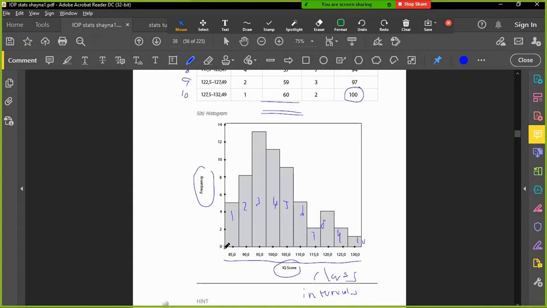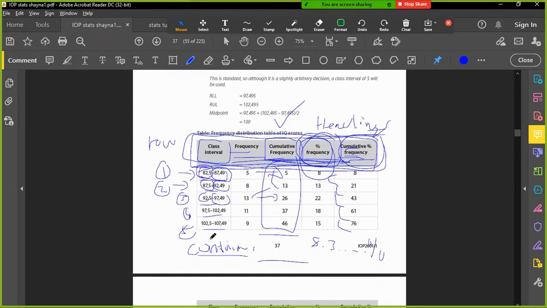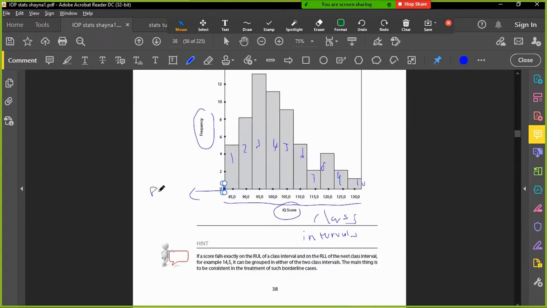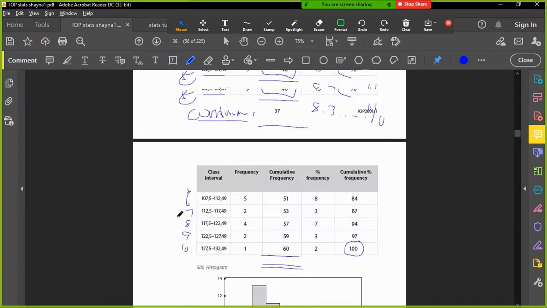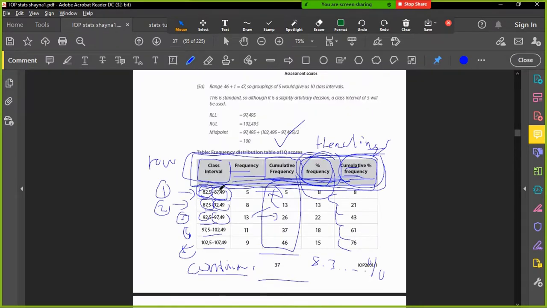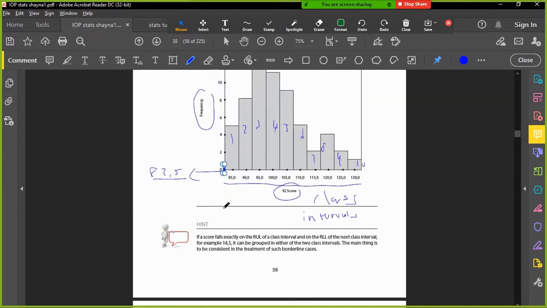Okay, so the starting point would have been the smallest value, which was 82.5. And then the upper limit is 87.49, and 87.5 is the next interval. Do you see that? Okay. So 87.5 would have been this point.